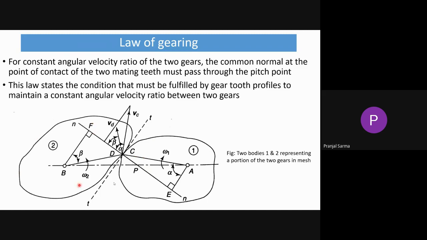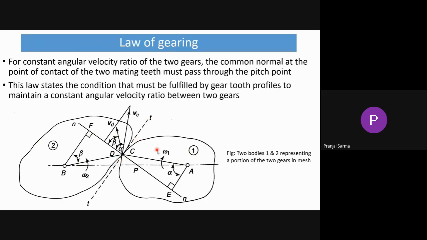So here, as I have said, gear 1, gear 2. By these two bodies, 1 and 2, we are representing the portion of the two gears which are in mesh. You can consider these as the teeth which are in contact. So now you can see this TT, this dotted line, which we are showing at this contact point, is the common tangent.